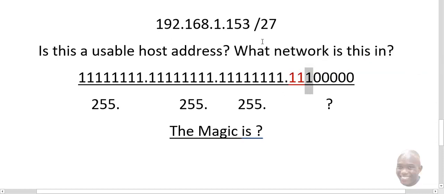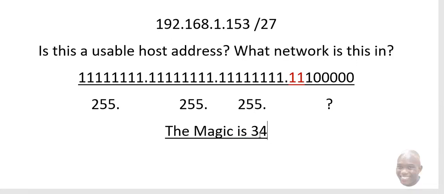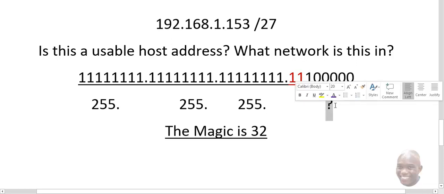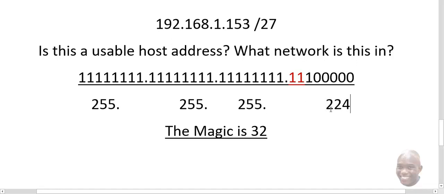which lands us now, if you remember your place values, where our magic number is no longer 64. Our magic number now is 32. So I'm going to put here magic number as 32. Alright, because we have borrowed 3 bits, now /27, which means that our netmask would be 128 plus 64 plus 32, which gives us 224.